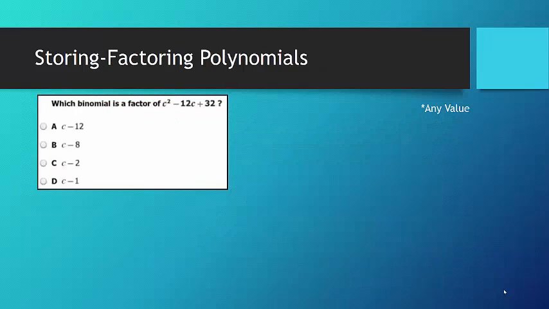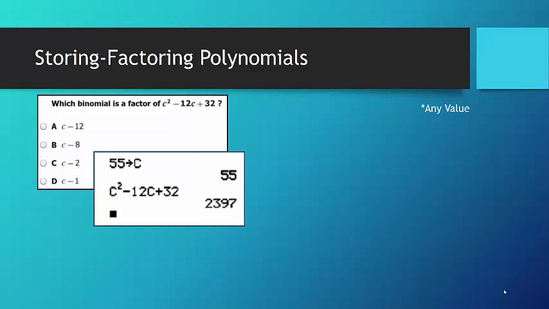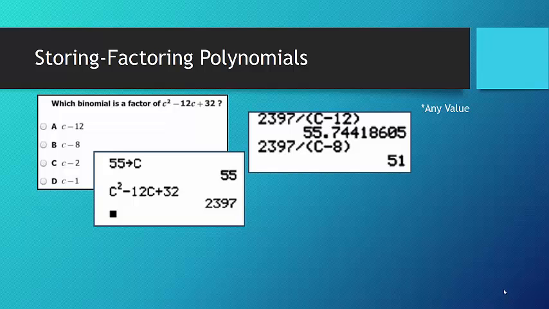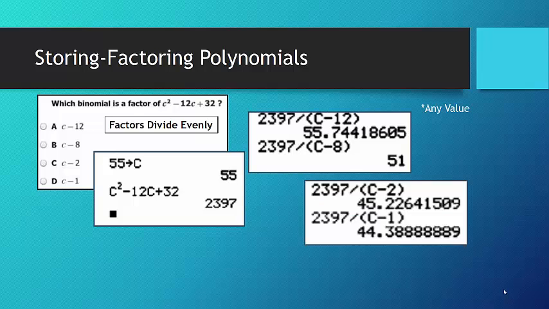Now factoring polynomials. What we're going to want to do is pick any value. I like to pick large values, say a value greater than 25, and then store that for our variable C, and then type out your expression. Now we're going to use that value and divide each answer choice. The binomials that divide evenly are in fact our factors. So answer choice B, because 51 has no decimals behind it.